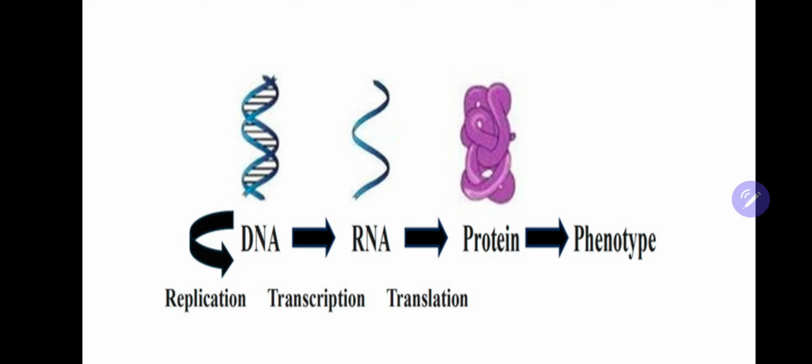So what do you mean by replication? If a DNA is formed from another DNA, that process is known as DNA replication, or simply the replication process. A DNA is formed from DNA. And if an RNA is formed from a DNA, it is known as transcription. And if a protein is formed from RNA, it is known as translation. So this protein results in the expression of a phenotype. So from the DNA, RNA is formed. From the RNA, a protein is formed, and the protein results in the expression of a phenotype.